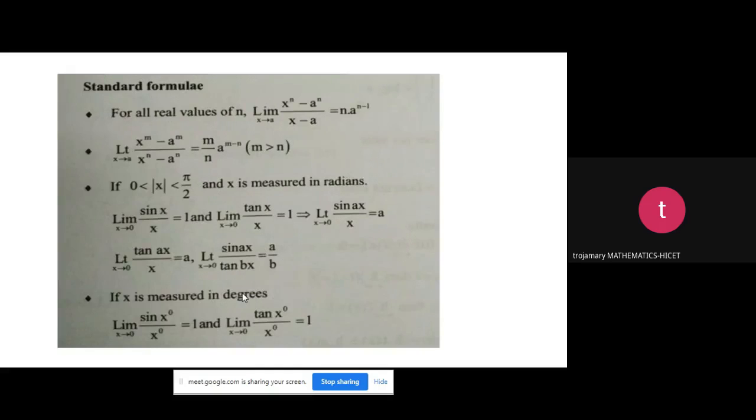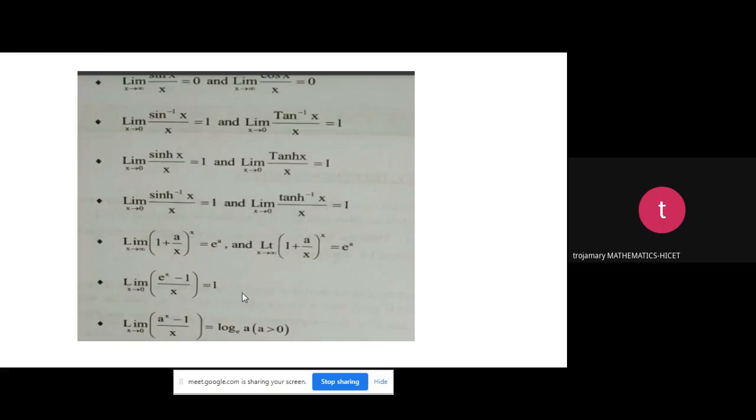So, the last slide: limit x tends to 0 sin x by x equals 1. But limit x tends to infinity sin x by x equals 0. Similarly, limit x tends to infinity cos x by x equals 0. Then limit x tends to 0 sin inverse x by x equals 1. Limit x tends to 0 tan inverse x by x equals 1.